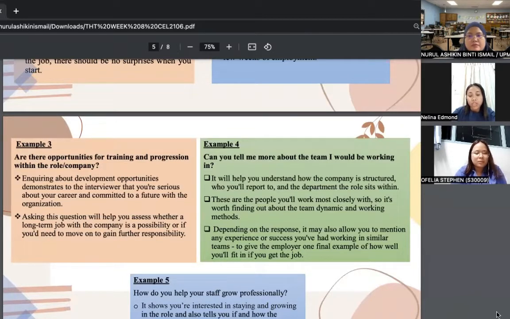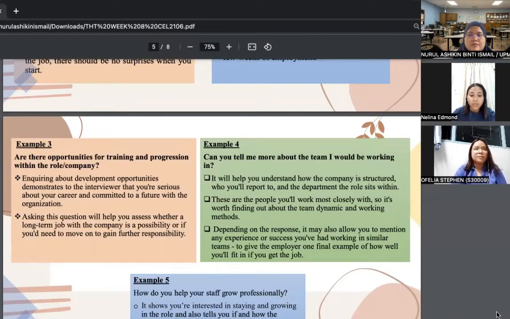And the next question that I have chosen is, can you tell me more about the team I will be working in? This will help you to understand how the company is structured, who you will report to, and the department the role sits within. And these are the people that you will work most closely with, so it's worth finding out about the team dynamic and working methods. Depending on the response, it may also allow you to mention any experience or success that you had working in similar teams, to give the employer one final example of how well you will fit in if you get the job.